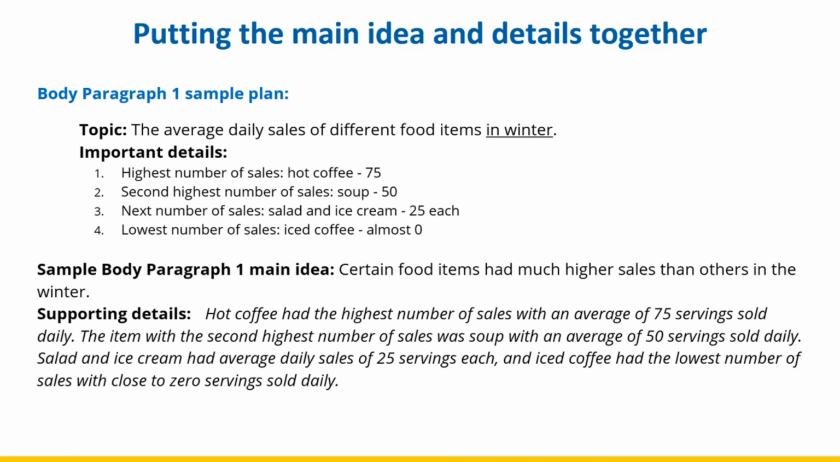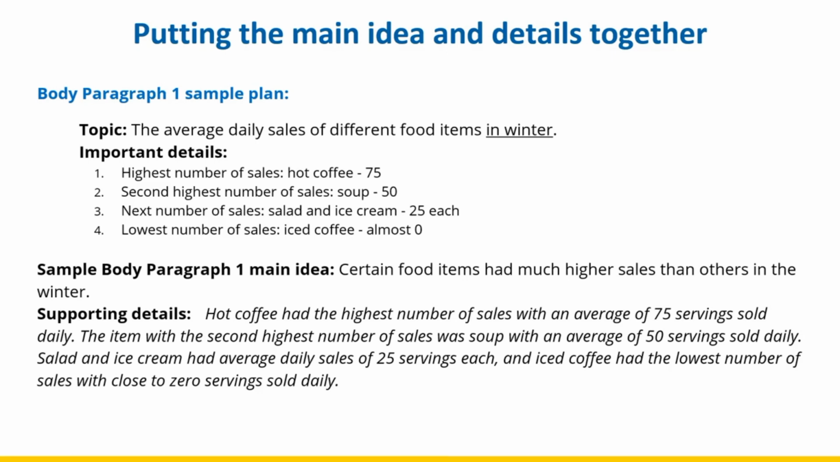Important details that I had was the highest number of sales, which was hot coffee, 75; second highest number of sales, soup, 50; next number of sales, salad and ice cream, they were about 25 each; and lowest number of sales, iced coffee, which was almost zero. And here I have a sample body paragraph, main idea. So this is the first sentence of my body paragraph. And I started like this.